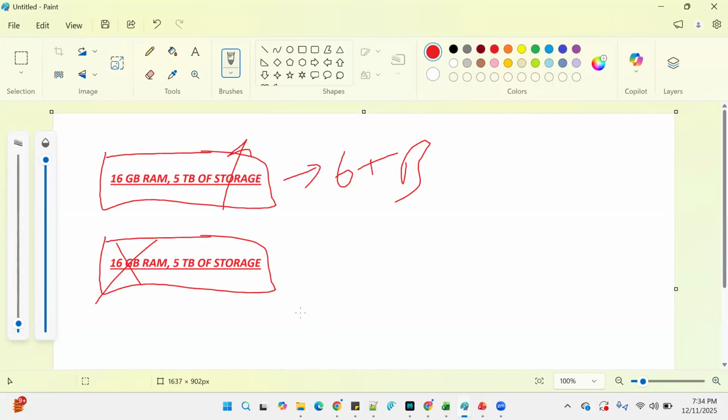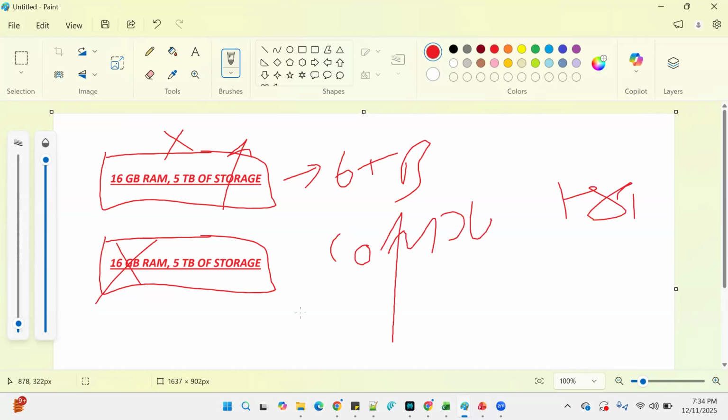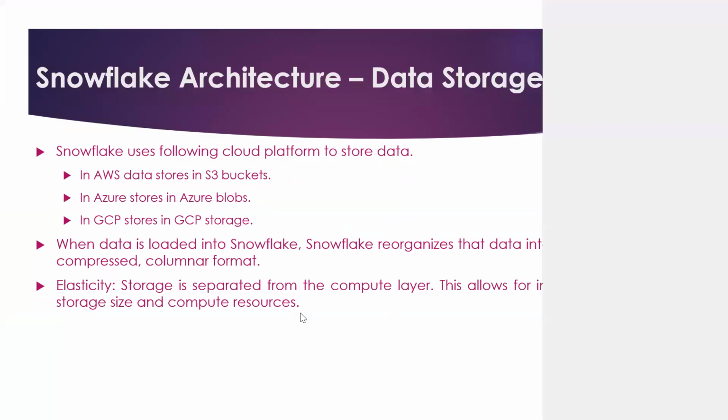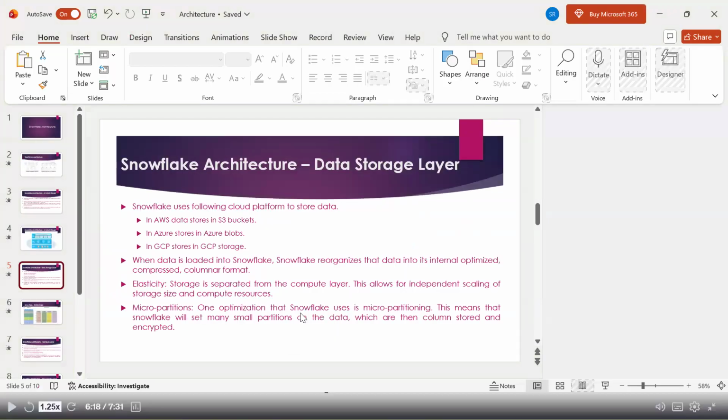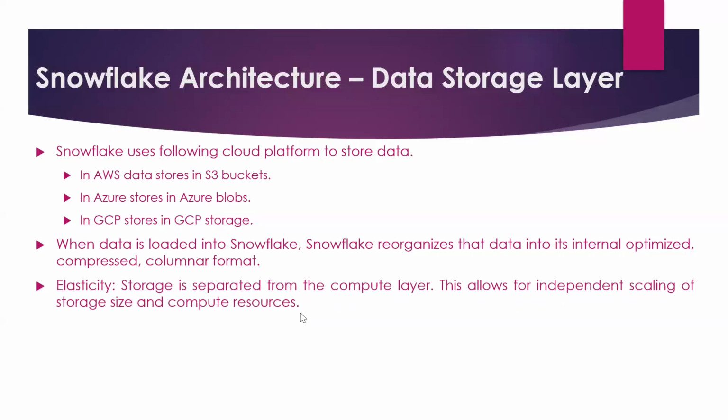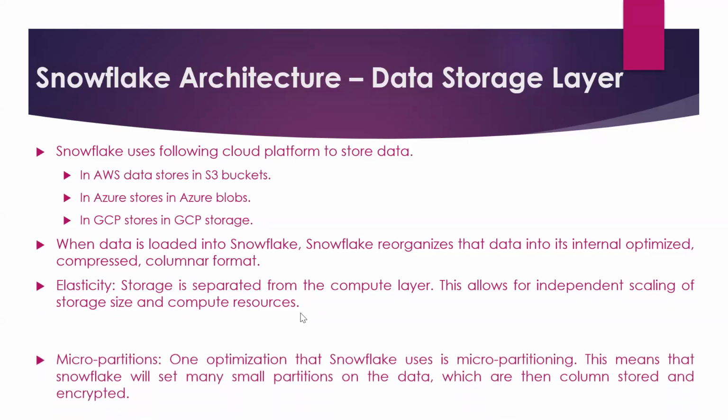But in the case of Snowflake, there is no combination of storage and compute. Both are completely independent. You can increase only compute if you want. You can increase only storage if you want, without depending on the other. That's what we are saying here, right? Storage is separated from the compute layer. This allows for independent scaling of storage size and compute resources without affecting the other.